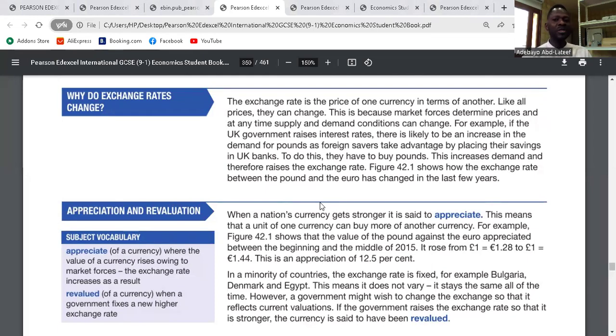For example, if the UK government raises interest rate, there is likely to be an increase in the demand for pounds as foreign savers take advantage by placing their savings in UK banks. To do this, they have to buy pounds. This increases demand and therefore raises the exchange rate, which was shown earlier.